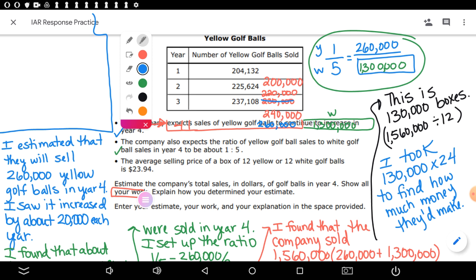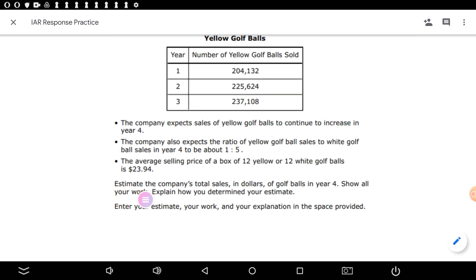Okay, so when you're ready for this, just come grab it off the table. And that's what your homework is tonight, that one problem, but it is a three-parter.